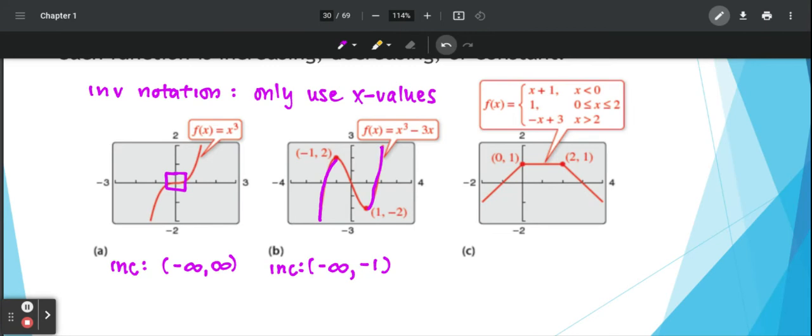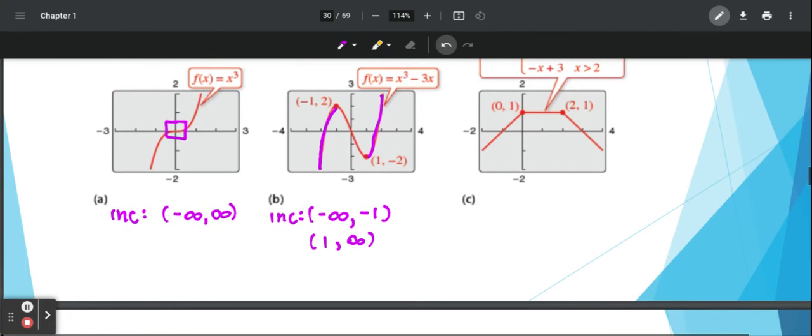You never put y values in your interval notation, because then it turns it into a point and not an interval anymore. So going back to B, we're increasing from negative infinity to negative 1, and then from 1 to infinity. And then in this one, you would be decreasing from negative 1 to 1.